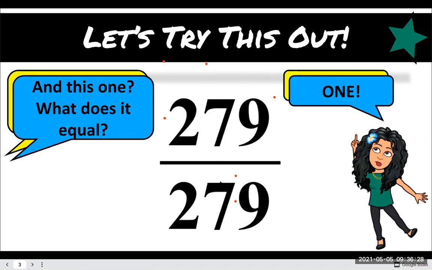So remember, if the numerator and denominator are the same, the fraction is going to be 1. This is a common mistake, so I wanted to mention it.